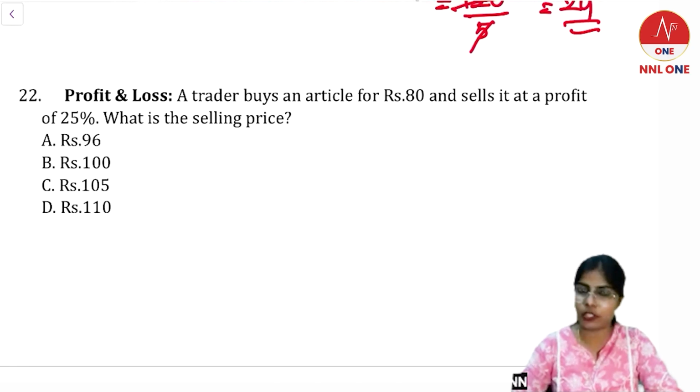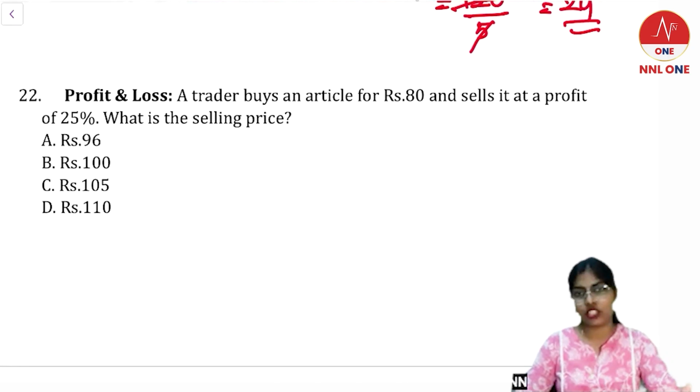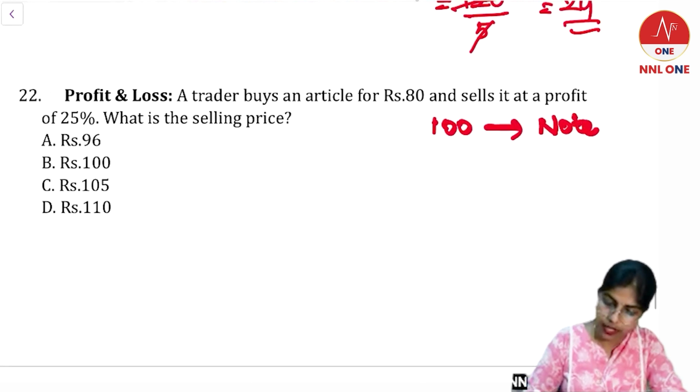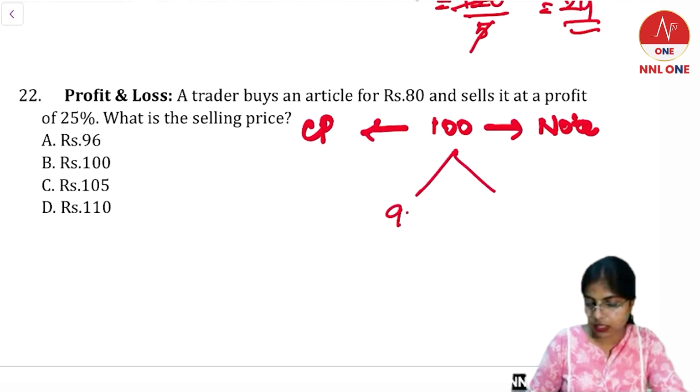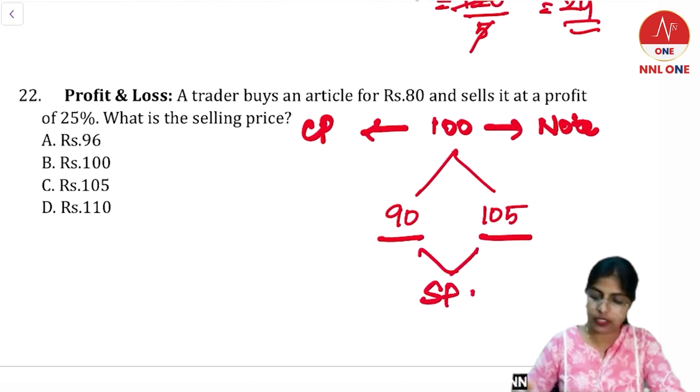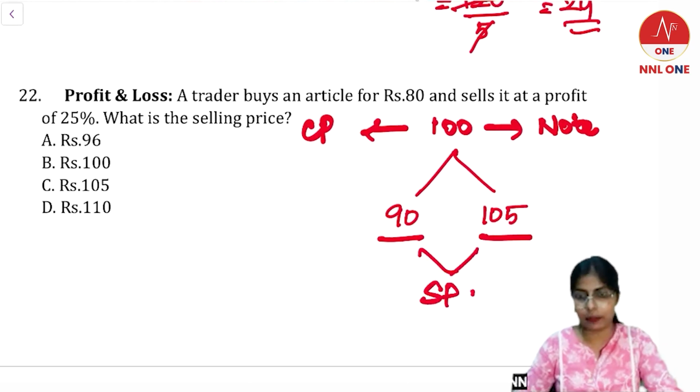Okay, I'll give you a small introduction to profit and loss. Imagine, as an example, that I'm buying a notebook for rupees 100. The notebook is rupees 100, and this is the cost price. I'm selling it for 90 rupees to one person and for 105 to another person. So these two are the selling prices. This is the cost price and this is the selling price. I bought a notebook for 100 and sold it for 90 rupees. So this is 10 rupees loss for me, right?